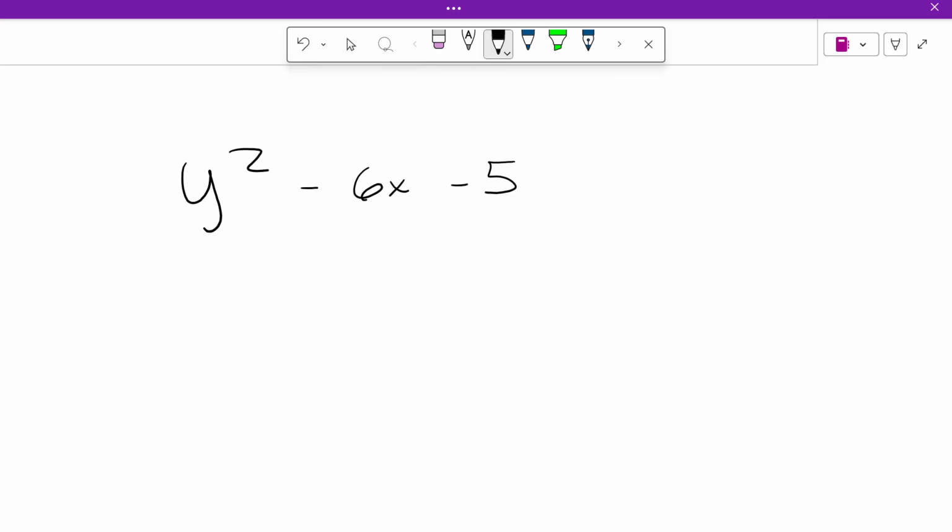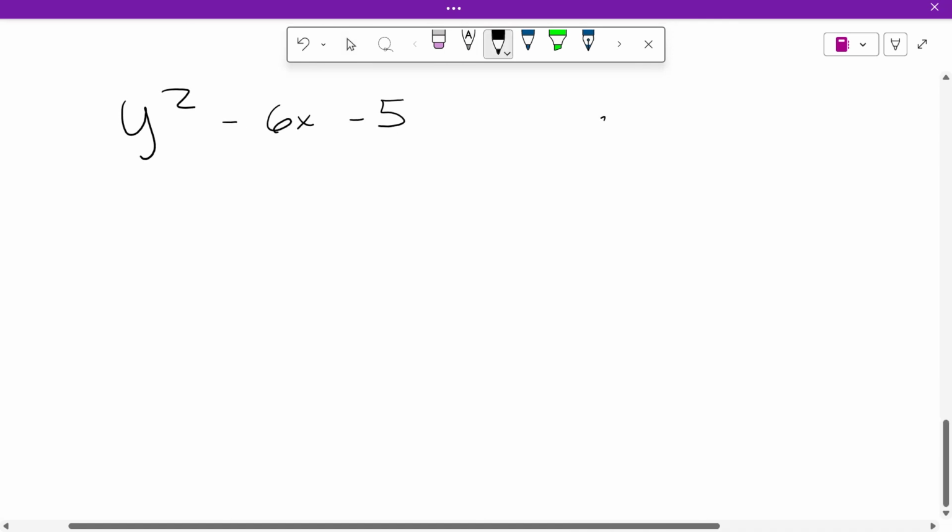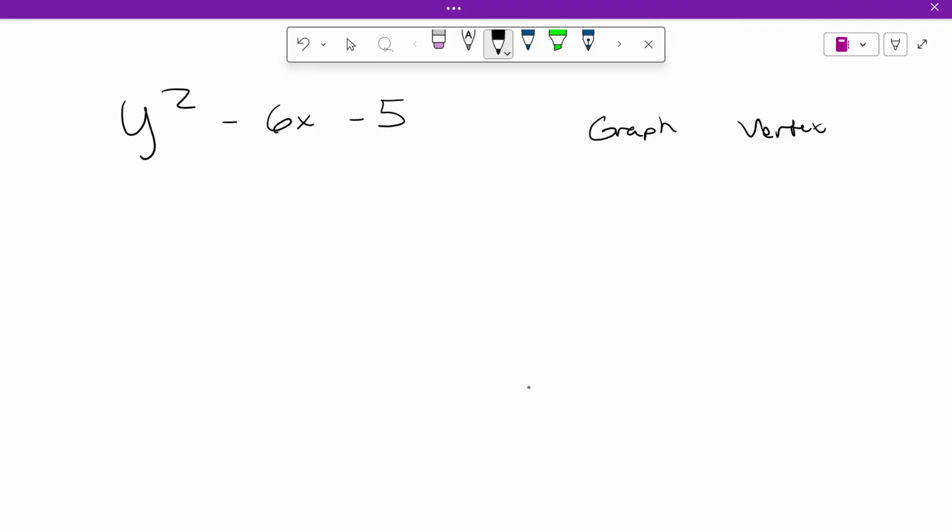Okay, if we have this function, what will its graph look like? Where's the vertex? How do we find the vertex? I can either put it in vertex mode, or I can do negative b over 2a. What would you rather do?